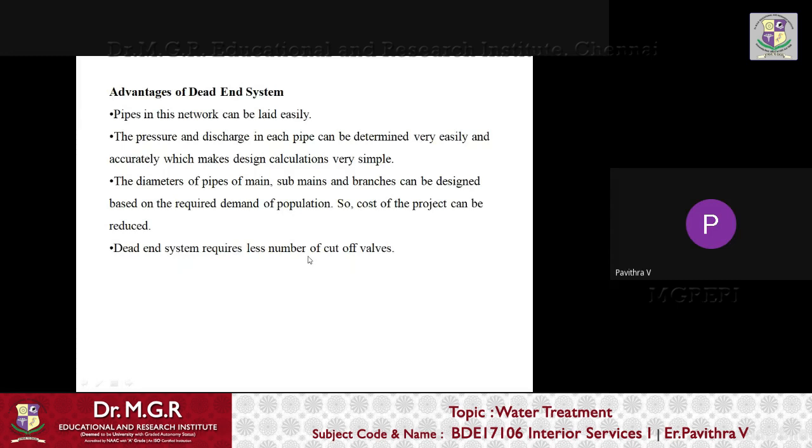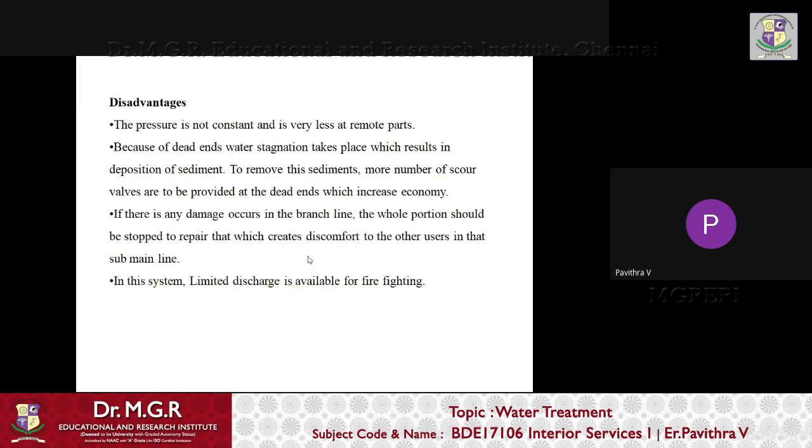So moving on to the disadvantages. The pressure is not constant and is very low at remote parts. Because of dead ends, water stagnation takes place, which results in the deposition of sediment. To remove this sediment, more scour valves are to be provided at the dead ends, which increases the cost.